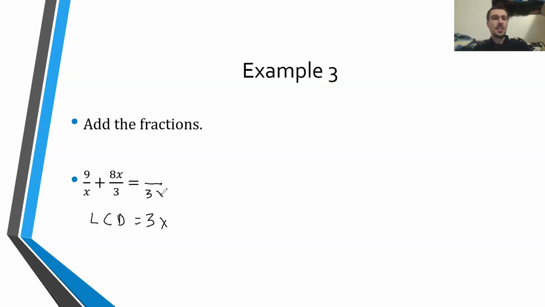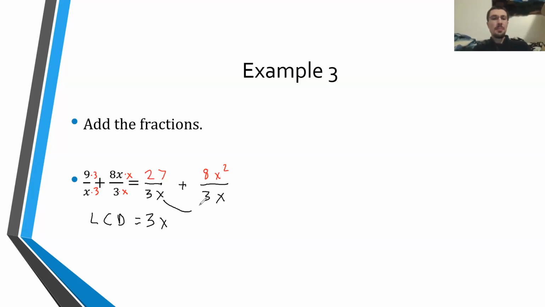So we want to have two fractions that when we add them both have a 3x in the denominator. For the first fraction, how do you turn an x into a 3x? Well, you multiply by 3 on the top and the bottom. 9 times 3 is 27. And for the second fraction, how do you turn a 3 into a 3x? Well, you multiply by x on the top and the bottom. 8x times x is 8x squared.